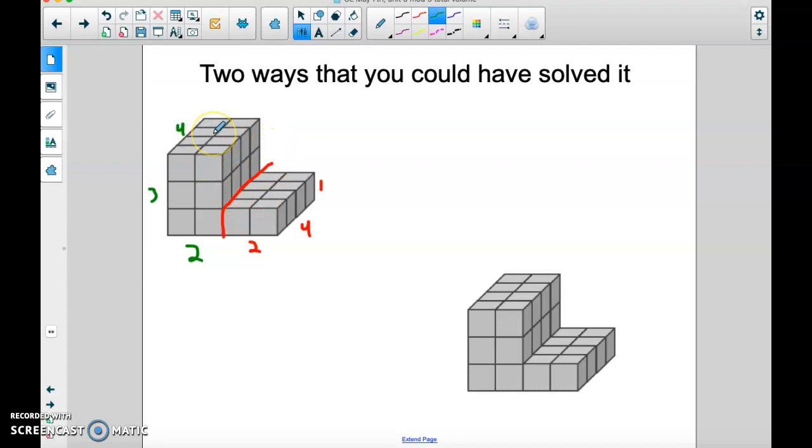So now I just find the volume of both of these. And 4 times 3 times 2, well, 4 times 3 is 12, times 2 is 24. And then 2 times 4 times 1 would be 2 times 4 is 8, times 1 is 8. So now I add these together, which would give me 32 for the total volume.